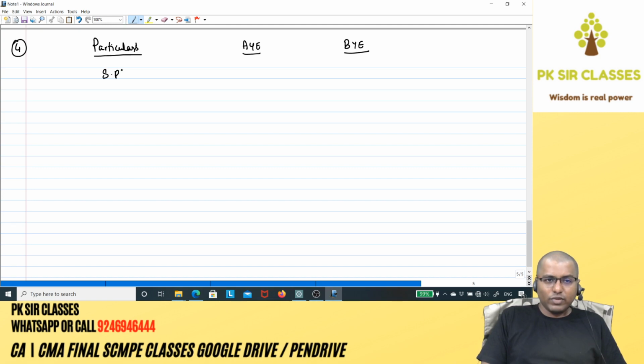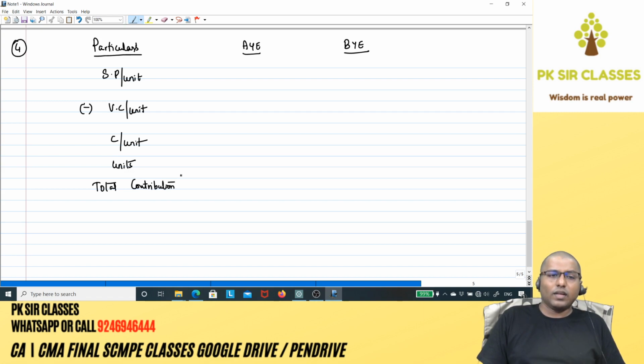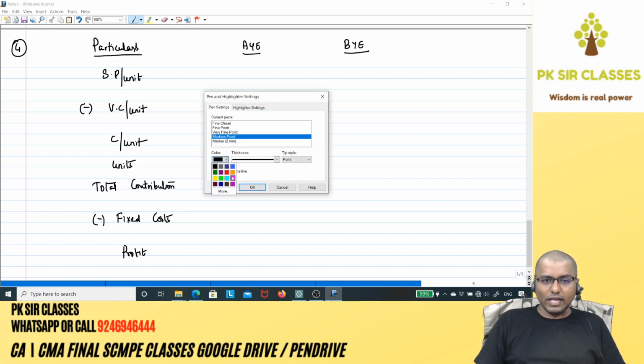First, it should start with selling price per unit. I think selling price per unit is given in this question, right? Reduce variable cost per unit. You'll be getting contribution per unit. Then multiply that with number of units. You'll be getting total contribution. Then from this, you need to reduce fixed cost once you get the total contribution. Then eventually you'll be able to get profit. This is how a typical income statement looks like as per marginal costing.